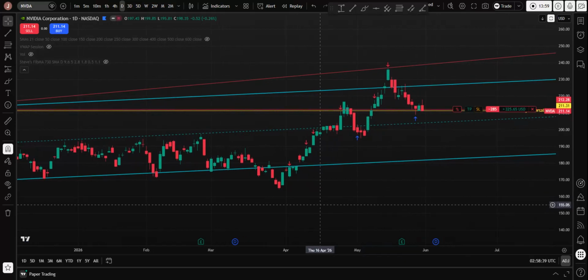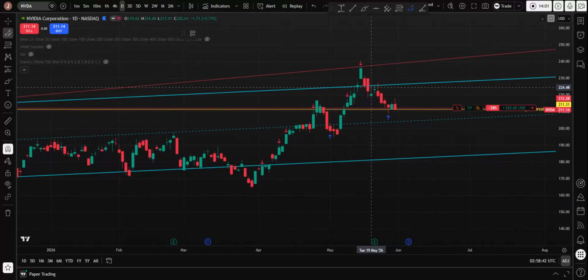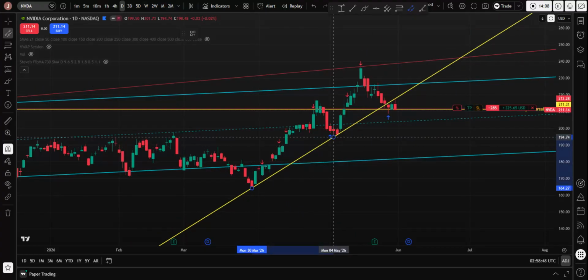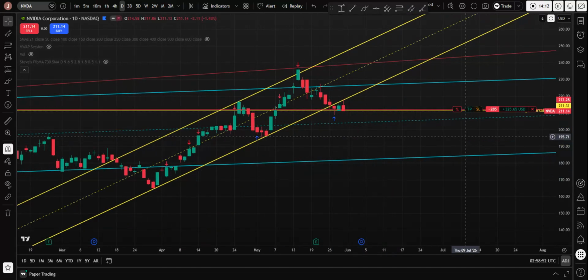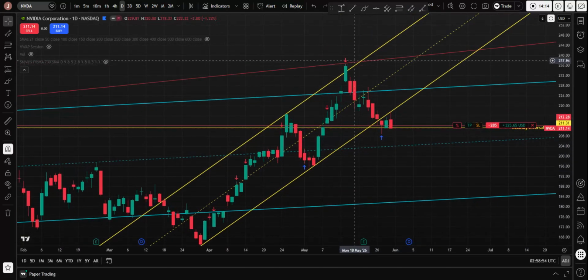So right now, we do have a parallel channel here. Right now, I took it off so we can make our chart cleaner. But if we connect the low from March 30th and you connect the low from May 4th and you connect the high here from April 27th, you get this beautiful parallel channel that also marked a resistance over here. We pierced it and we got rejected here.